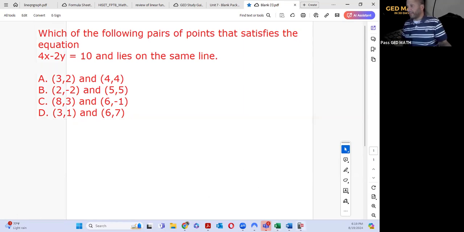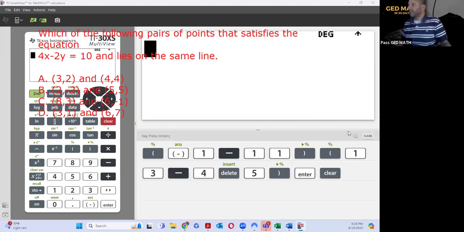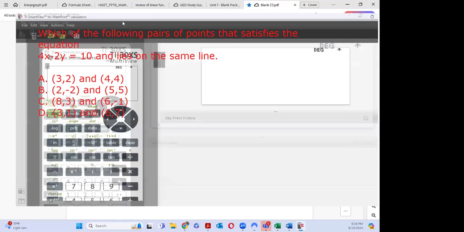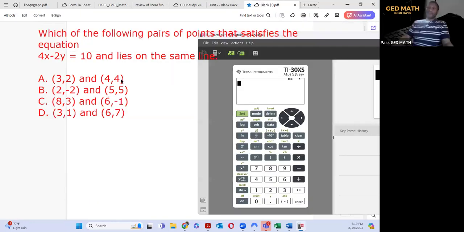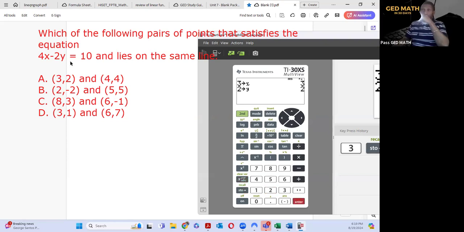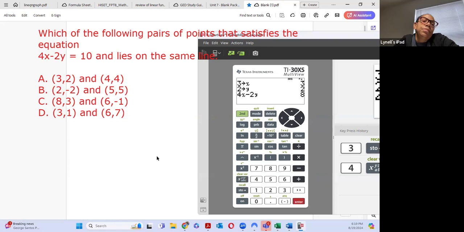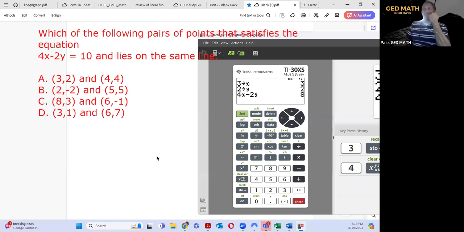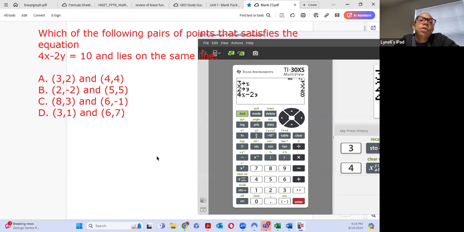Watch this. I'm going to grab my calculator and clear everything out. I need to find what pair of points falls on this line. So x is 3 and y is 2. 3 store x, 2 store y. I'm going to plug this equation in: 4x minus 2y. I should get 10. Did I get 10? I got 8. So I didn't get 10.